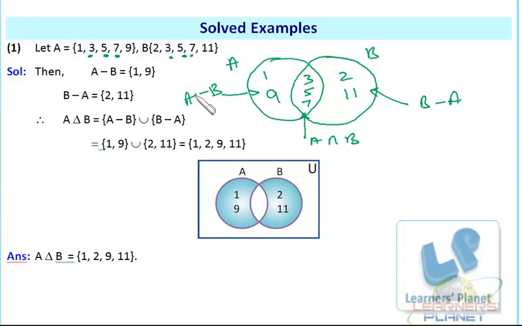So now we have to find out A delta B. So that will be A minus B union B minus A. So all the elements of A minus B and all the elements of B minus A. So that is 1, 9, 2 and 11, right? So that is A delta B, right? So that's pretty easy to calculate. I hope you are getting it.